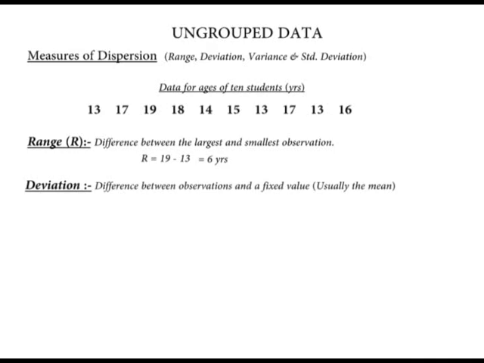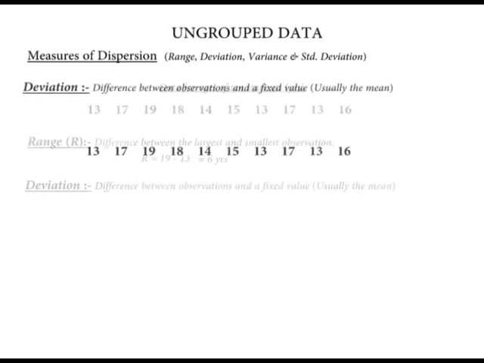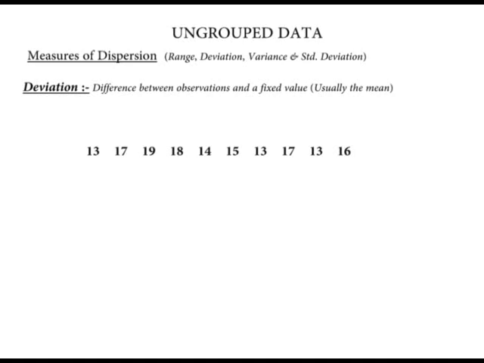Deviation is the difference between each piece of data and some fixed value, usually the mean. For example, in our case, the mean for the data was 15.5. Deviation will be calculated as x minus x bar. We can find the deviation of each data from this mean.